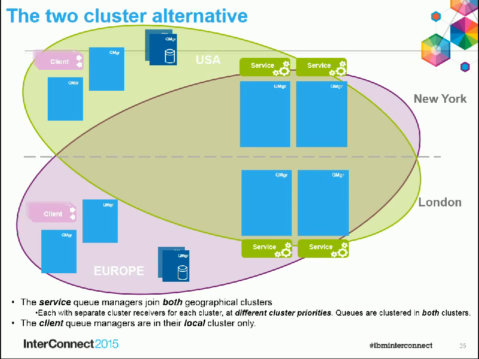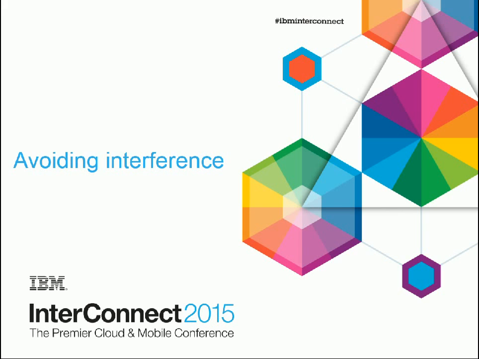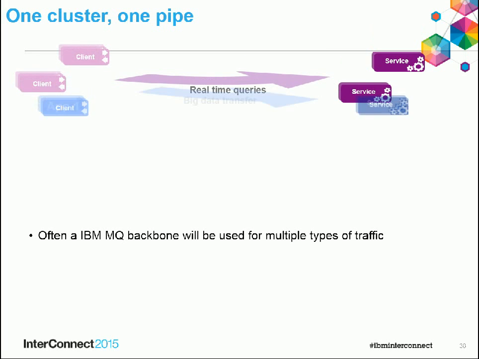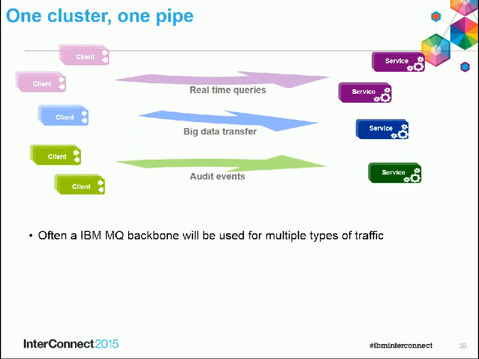Right. Next we're going to talk about avoiding interference. So what do I mean by that? When you've got a cluster, you can sort of think of the transport of the messages as going through a big pipe where you have little control within a cluster of that pipe or transferring those messages. So if you've got a complicated system, lots of applications doing different things with different types of messages, so you've got some real-time messages, you've got some big data transfer messages, you've got some audit events.